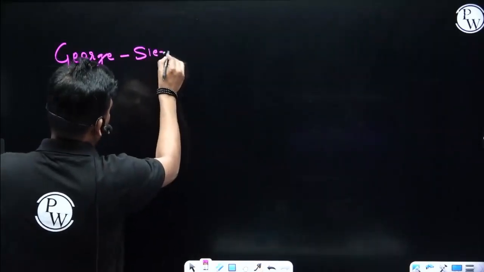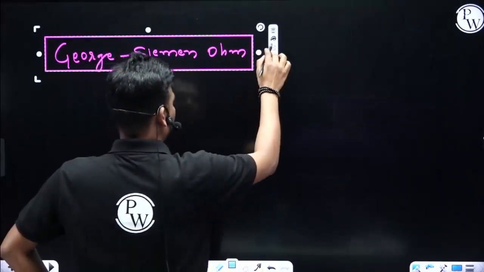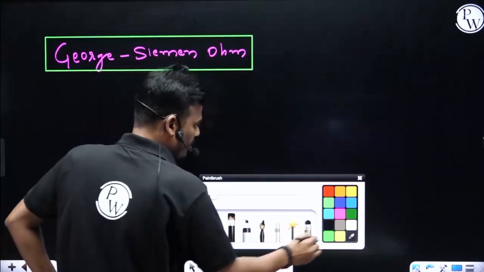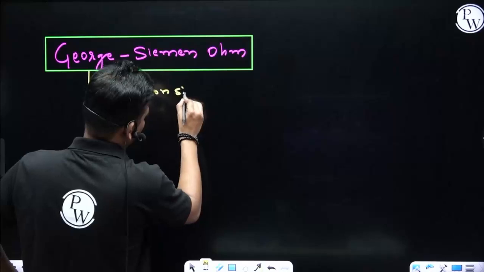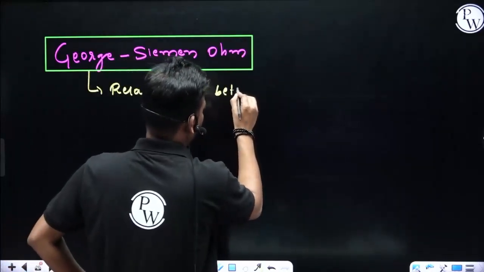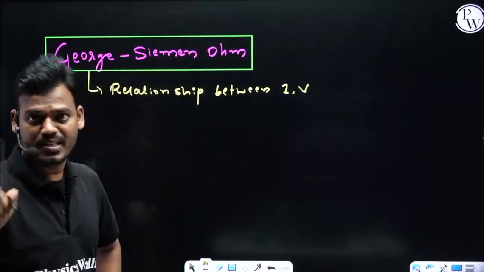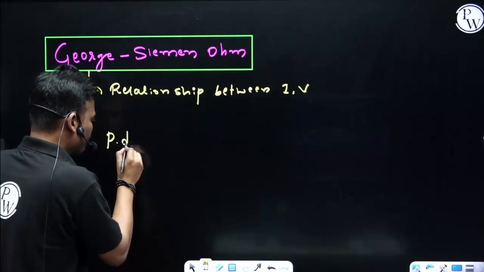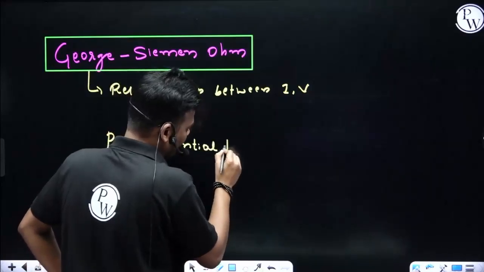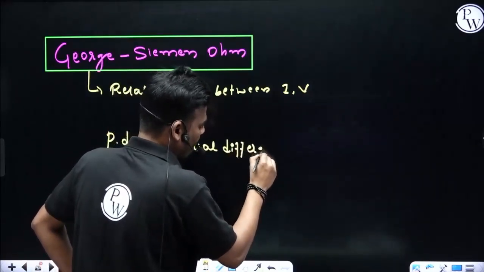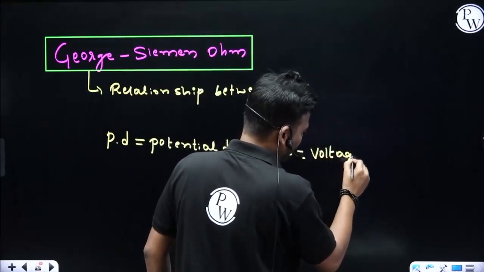George Simon Ohm was a scientist trying to establish the relationship between I and V. We know that I means the current and V means the potential difference, P.D. Potential difference is also called voltage. Both are the same.